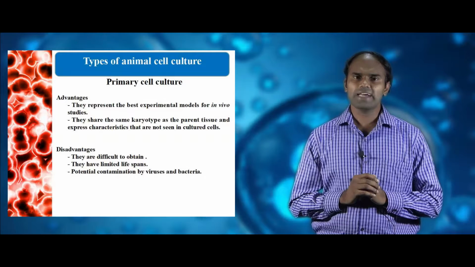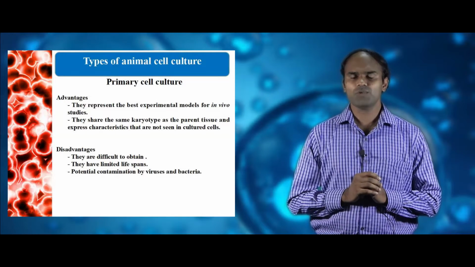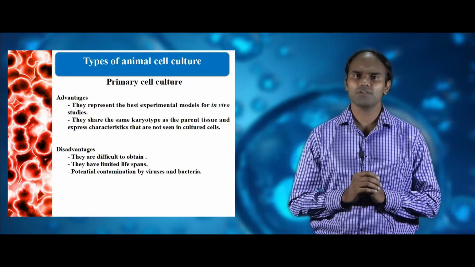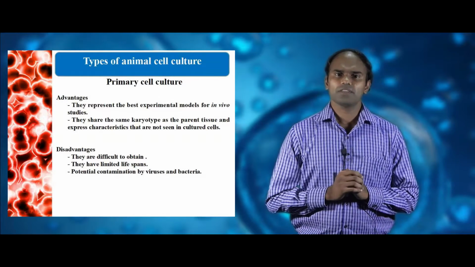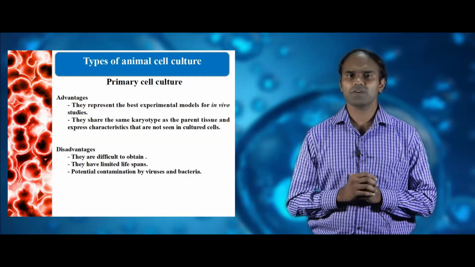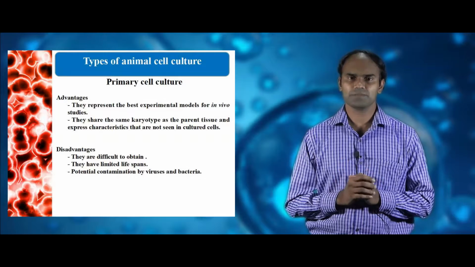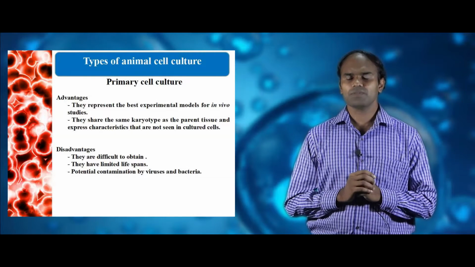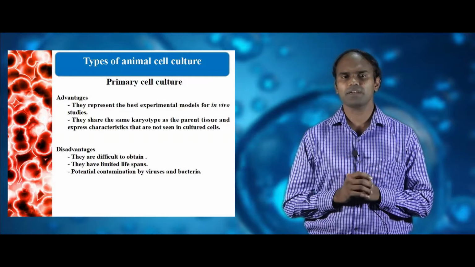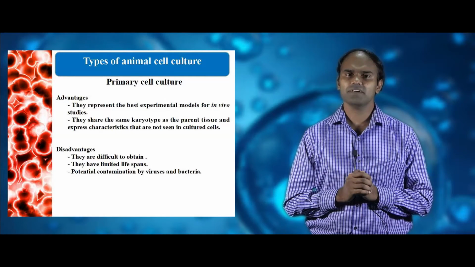Primary cell culture has its own advantages and disadvantages. Advantages are they represent the best experimental model for in vivo studies. Next one is they share the common karyotype and characteristics of the parent tissue, which is not the case in cell lines. The disadvantages are they are very difficult to obtain, they have a very short lifespan, and they are easily contaminated by bacteria and virus.